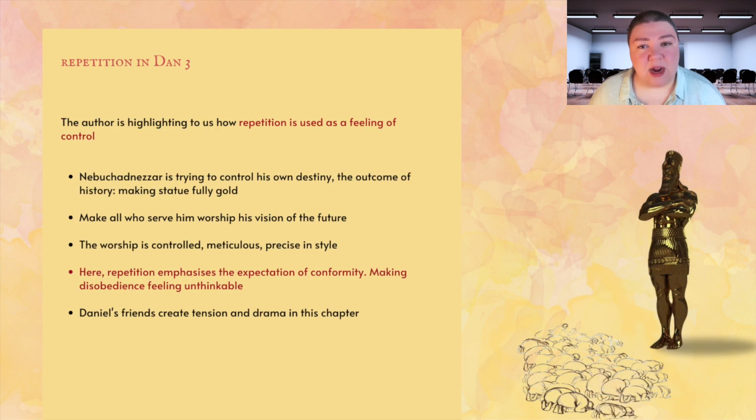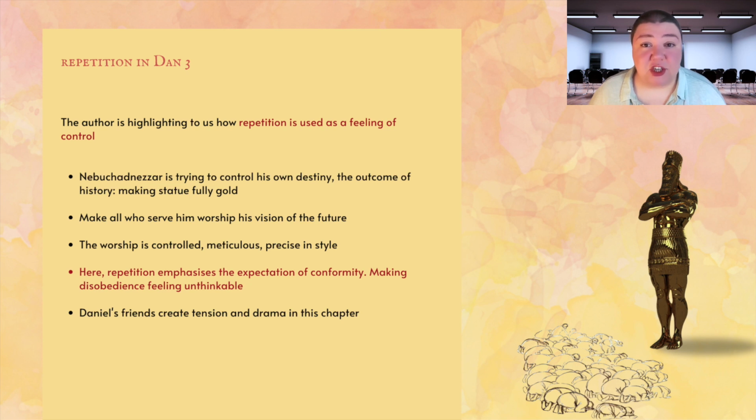The author is trying to highlight to us, the reader, how repetition is used to create a feeling of control. Nebuchadnezzar is trying to control his own destiny, the outcome of history, where the story is leading. He's not only doing this by making this fully golden statue, but the entire worship service set around bowing to this statue is also very controlled. It follows a precise list that is not to be diverted from. Nebuchadnezzar gives the reader the feeling that he is in control through repetition.